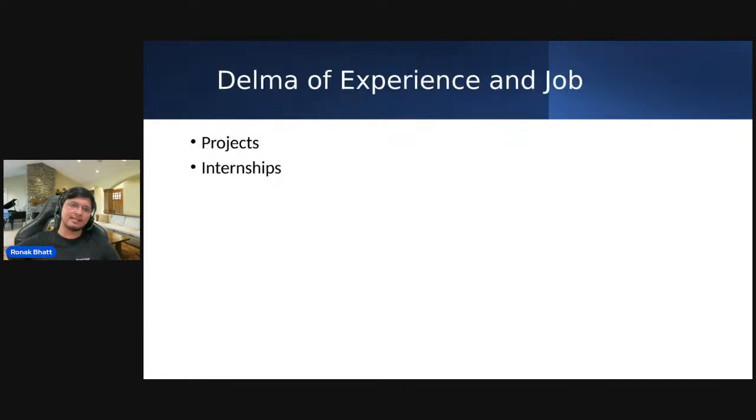Now the next thing is the dilemma. This is the main one: when you see the jobs, they are asking for 1+ years, 2+ years, 5+ years, 6+ years of experience, but we were talking about freshers. They ask whether you have 1+ or 2+ years of experience, and 2+ years is definitely not a fresher. So how can we avoid that?